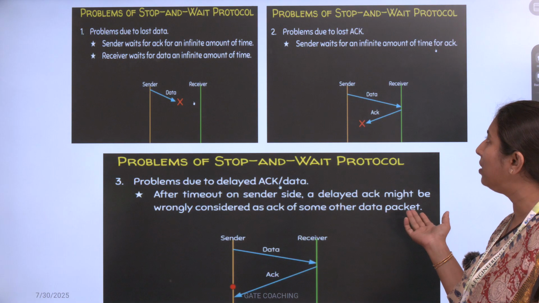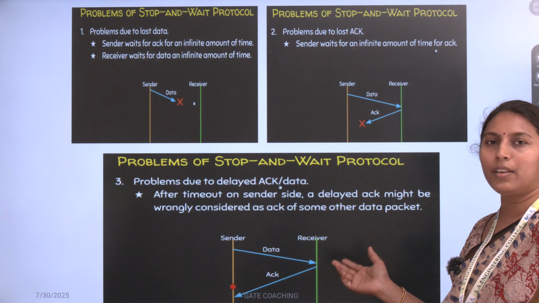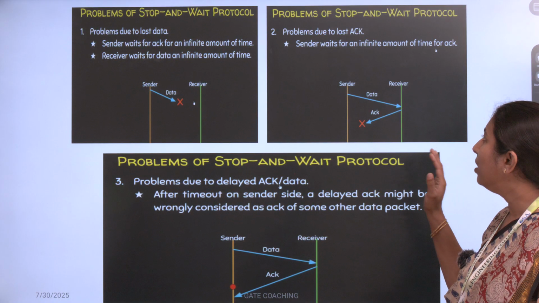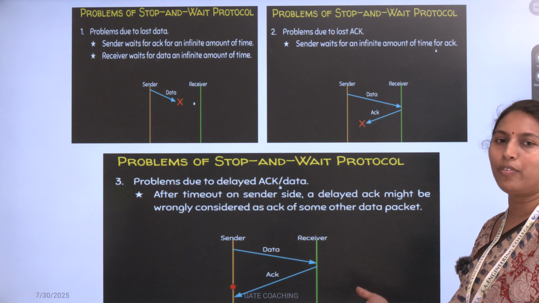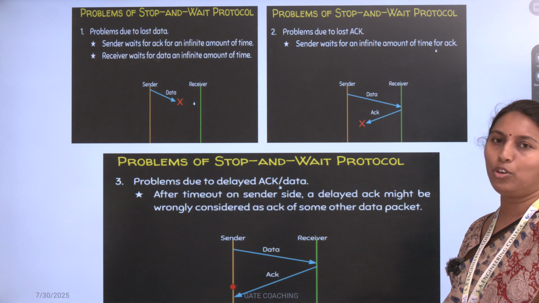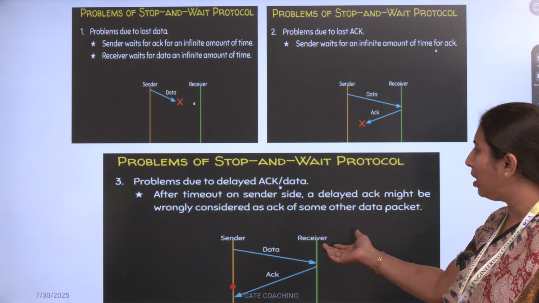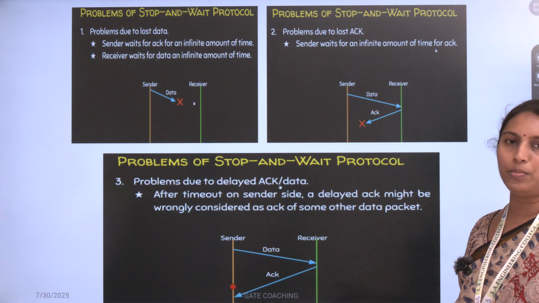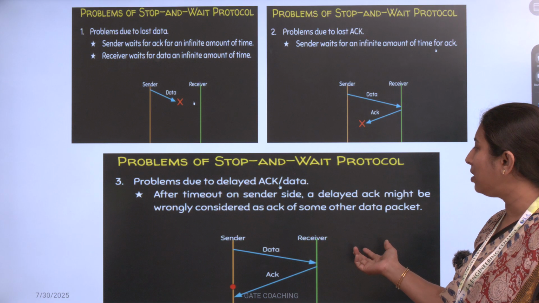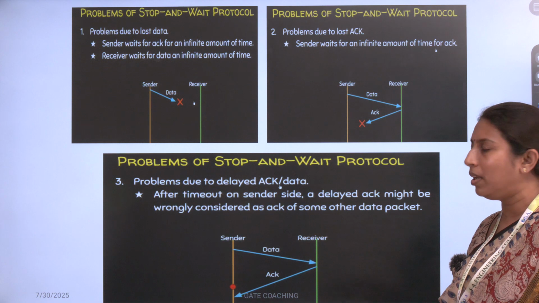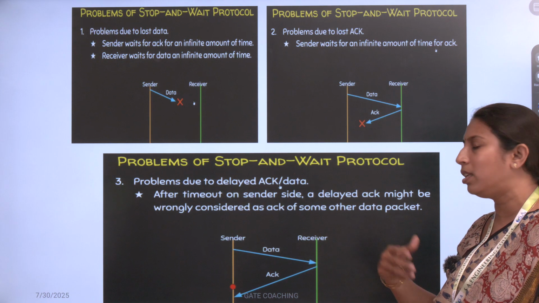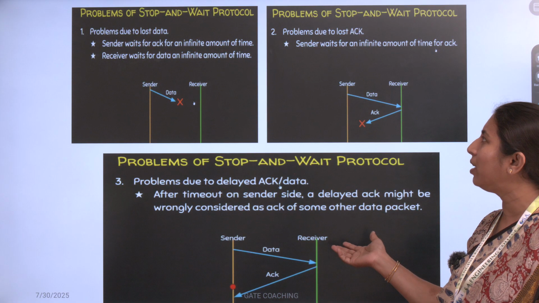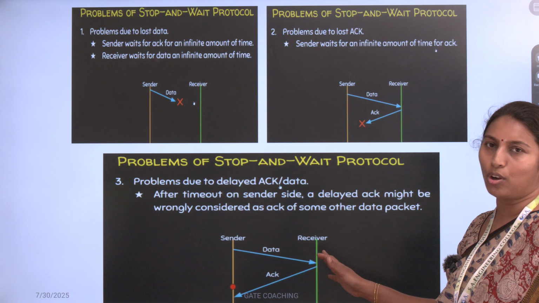The second problem is that the acknowledgement itself can be lost. In that particular case, what will happen? The sender waits for an infinite amount of time for the acknowledgement to be received. The next problem in the stop and wait protocol is the delayed acknowledgement. After the timeout on the sender side, the delayed acknowledgement might be wrongly considered as the acknowledgement for the other data packet. So these three are the problems we have in the stop and wait protocol.